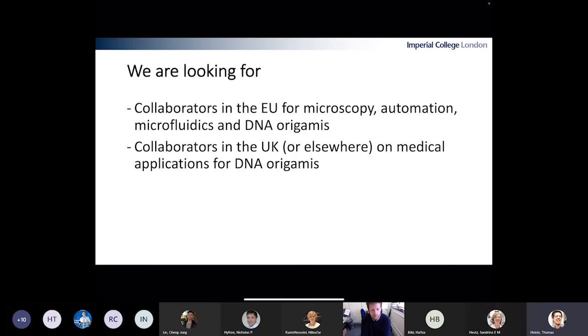We are basically looking for collaborators. If you know anyone who might be interested, please do let me know. Just pop a message if you can. We're looking in the EU for EU calls that are available for DNA storage at the moment, particularly for microscopy, automation, microfluidics, and also DNA origamis in general. We're also looking for collaborators in the UK, specifically interested in medical applications for DNA origamis.